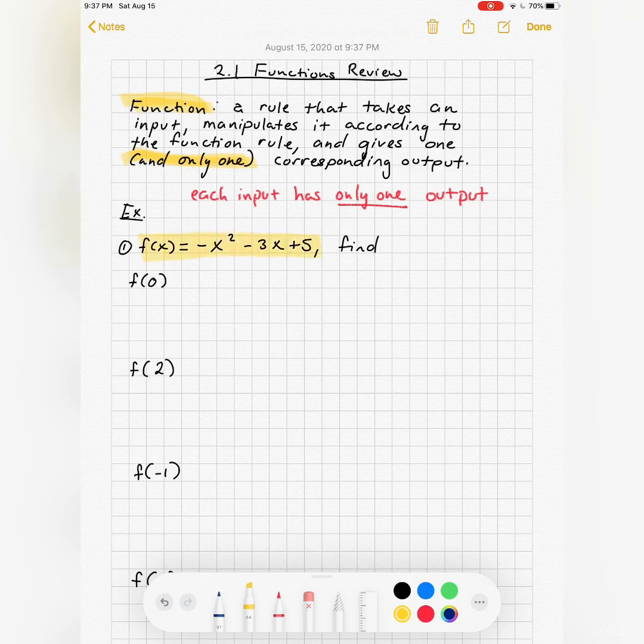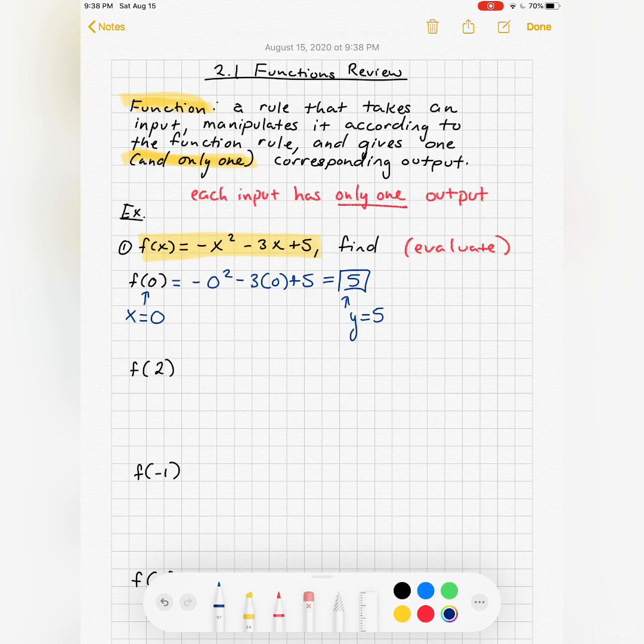Here's our function. This guy happens to be a quadratic function. And what I need to do here is I need to find these values. In other words, I need to evaluate the function at each given input value. So this first one, the input here, that's the x. Okay, so we're saying when x equals 0, so I plug 0 into that function for x, so the result is 5. So the f of x can be interpreted as the y value, okay?